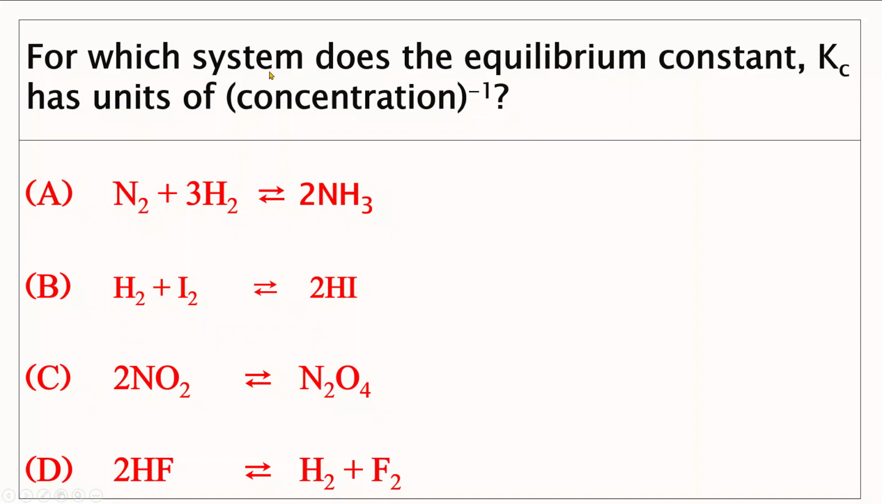For which system does the equilibrium constant Kc have units of concentration power minus 1? N2 plus 3H2 gives 2NH3, H2 plus I2 gives 2HI, 2NO2 gives N2O4, 2HF gives H2 plus F2. Correct option is C. 2NO2 gives N2O4.